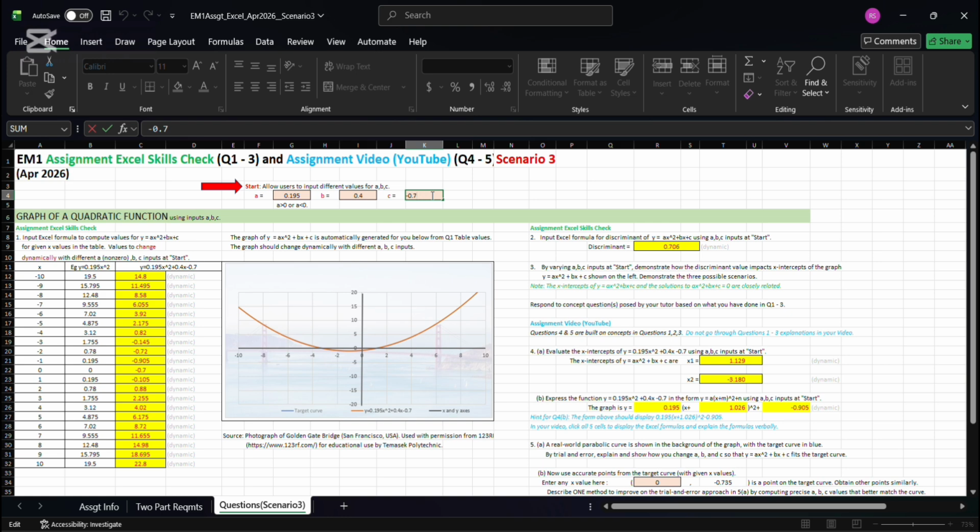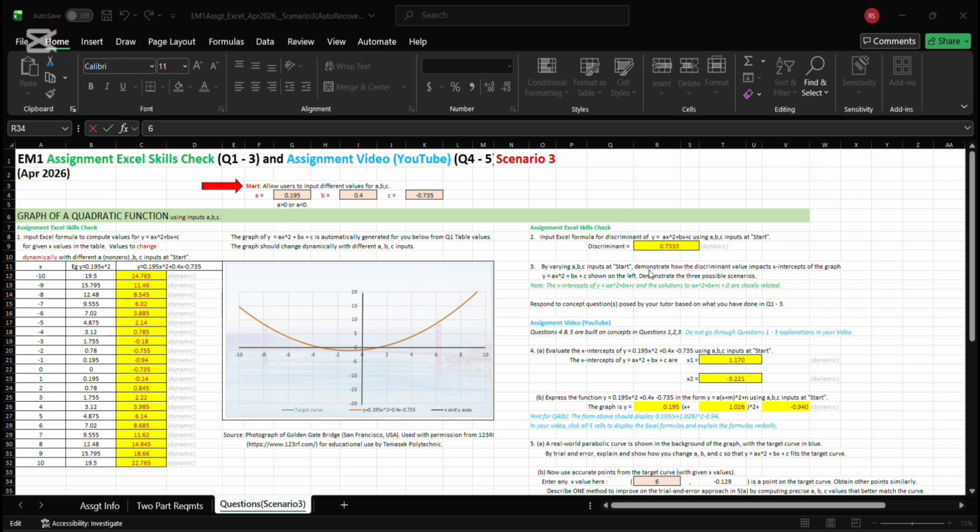And changing c moves the graph up or down. So instead of 0.7, I'll put negative 0.735. So I continue adjusting these values until the graph closely matches the bridge curve.